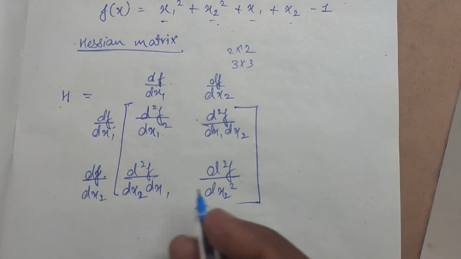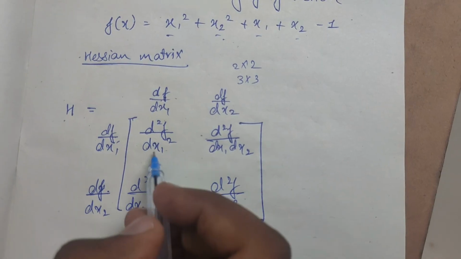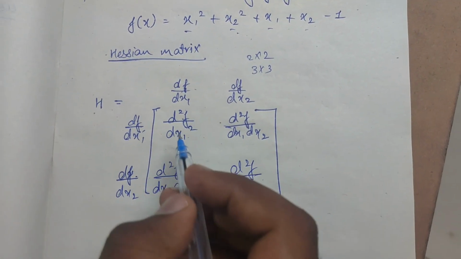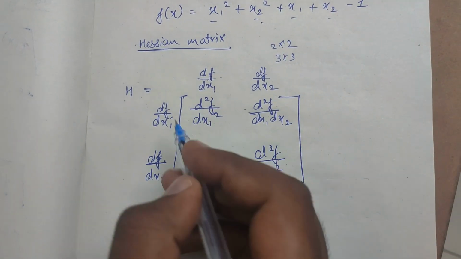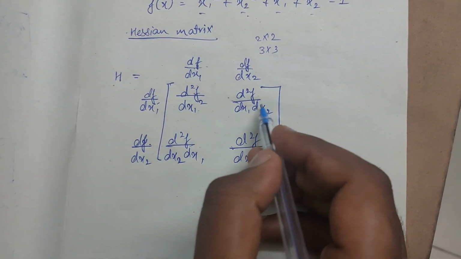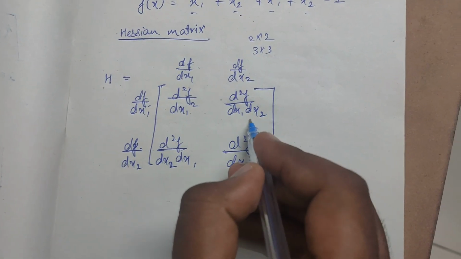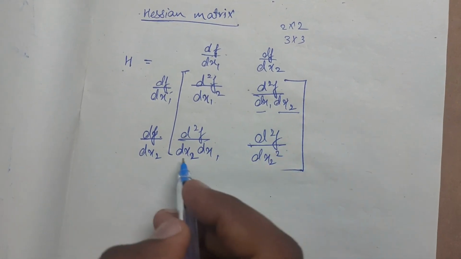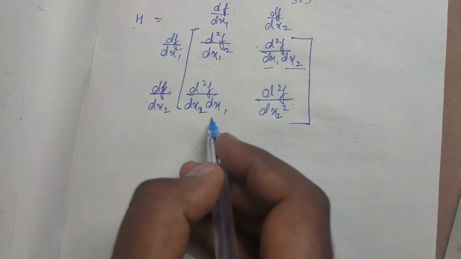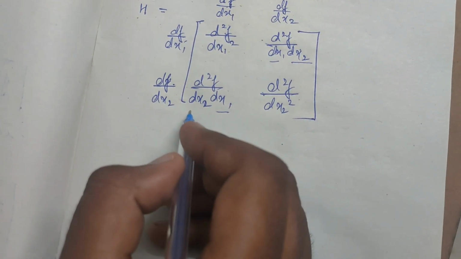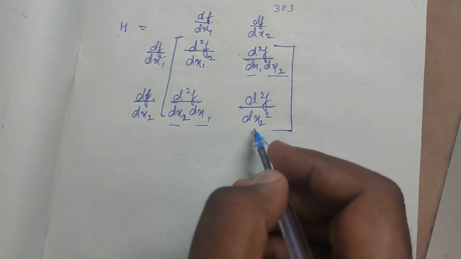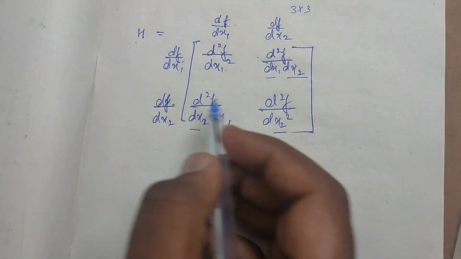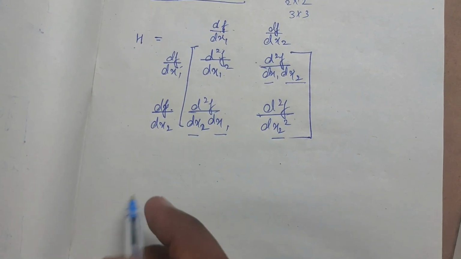So what's happening here is you will double differentiate the function f with respect to x1 two times. Here, first you will differentiate with respect to x2, then you will differentiate with respect to x1. Here, first you will differentiate with respect to x1, then with respect to x2. Here you will double differentiate f with respect to x2, and finally you will get a Hessian matrix.